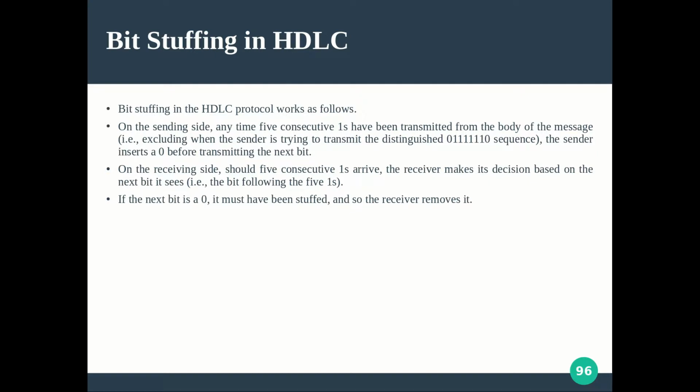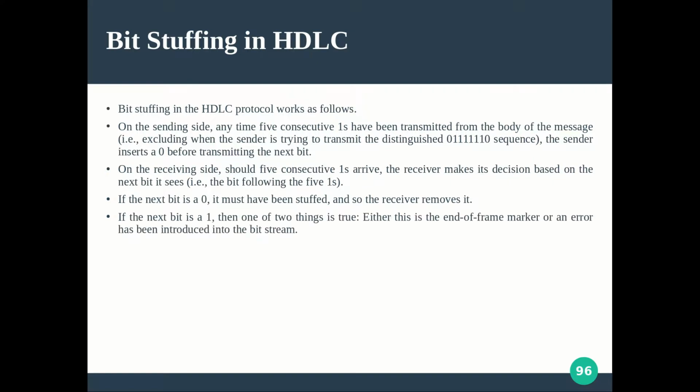Now if following the 5 ones the next bit is a 0, definitely it will be a stuffed one, right? So it must have been stuffed, and so the receiver simply removes it, that is, destuffs the bit, and proceeds with the actual message and continues the same process. Now if the next bit following the 5 consecutive ones is a 1, can you directly move on to the decision that it is an end delimiter pattern? Because our end delimiter pattern is 0, then 6 ones, then again a 0 should be there.